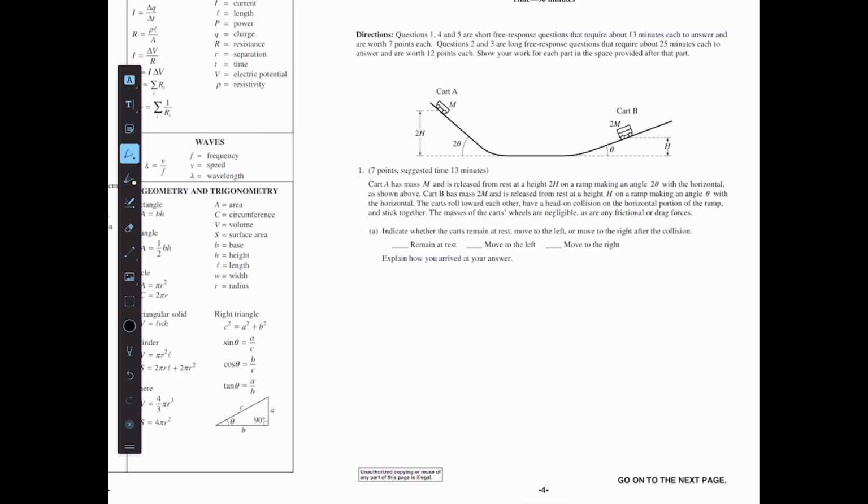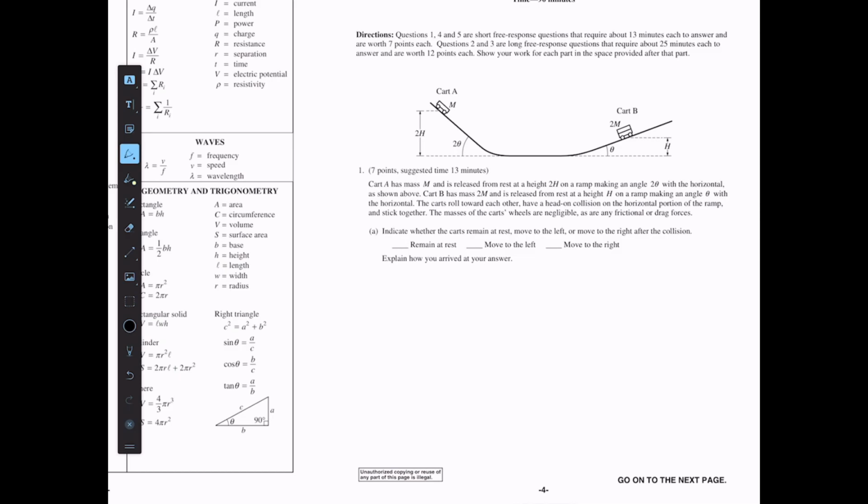Okay, so a cart A of mass m is released from rest at height 2h, making an angle 2 theta with the horizontal as shown above. Cart B has mass 2m and is released at height h on a ramp making an angle theta with the horizontal. The carts roll towards each other, have a head-on collision, and stick together. There's no friction, and there's no rotational energy from the wheels. So we need to apply conservation of energy and conservation of momentum.